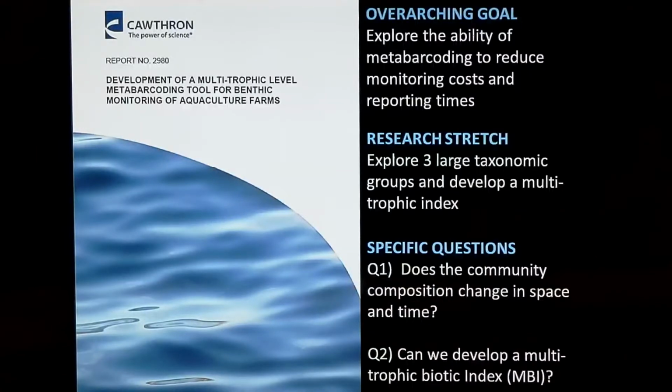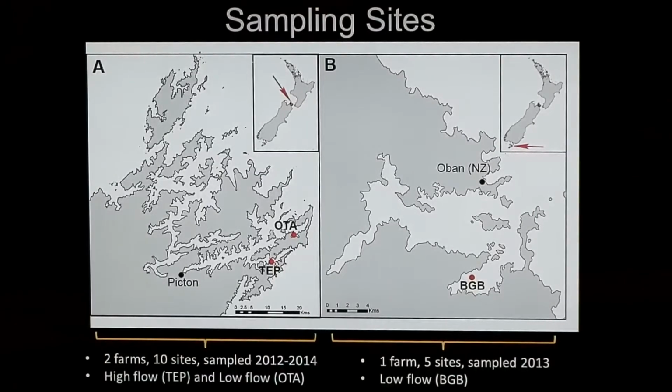So we focused on three distinct farms. Two farms that you are very well aware of here in the Marlborough Sounds: a low-flow farm, Otanera, and a high-flow site, Tepangu. These were surveyed over 3 consecutive years, from 2012 to 2014. And another external farm in Stewart Island in Big Glory Bay, which was collected in 2013. Importantly, the biotic index was developed on the first 2 years. This was our assignment data set. And the third year, 2014, was used as a validation data set to test the index.